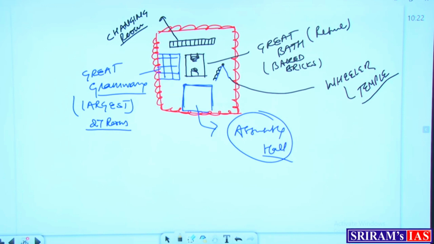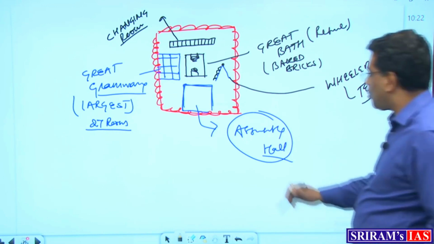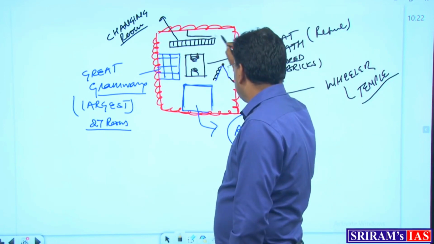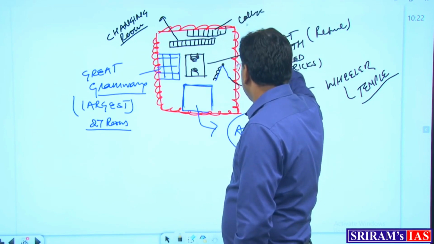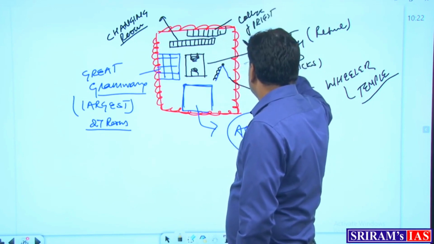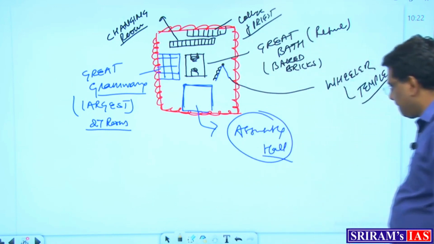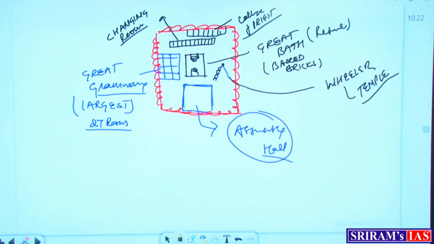So these are some important structures. We have the College of Priests. All the priests, those who worship, so College of Priests. The priests were living there. So these structures were framed. This is from Mohenjo-daro.